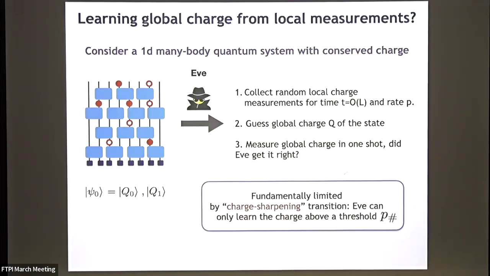Does the setup make sense? Because I'm going to be using this quite a lot. So maybe if there are questions about this, I can take them. All right. So pretty simple. Can you get the global charge of a system from those local measurements?